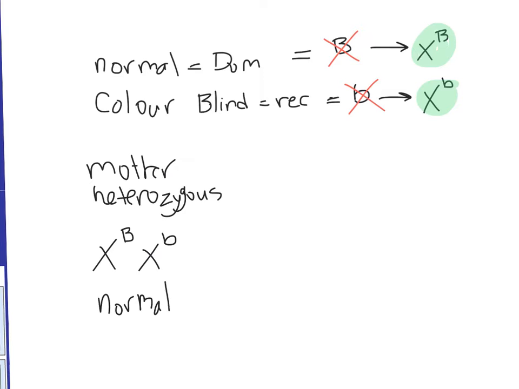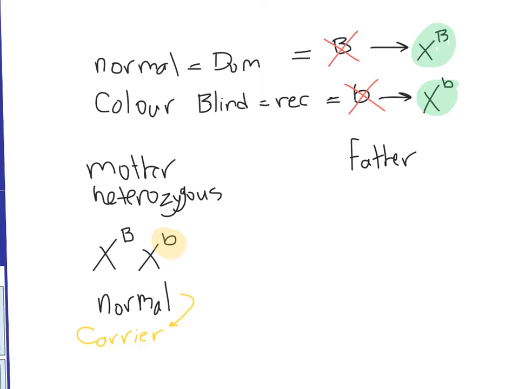Now we have a special word for individuals who carry that color blindness gene, or whatever trait it is we're talking about. So we would call mother a carrier. Because she's normal, but she's still holding on to that color blindness allele, which means she's a carrier and she can pass that allele on to her children. So that's a special term that you're going to need to remember because you will see it from time to time.